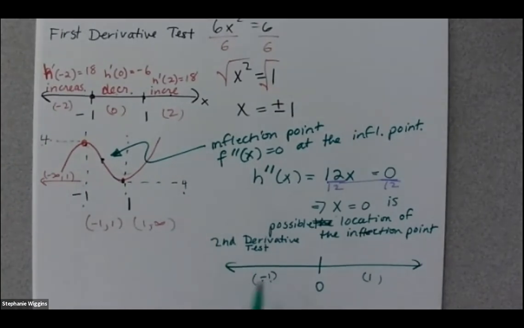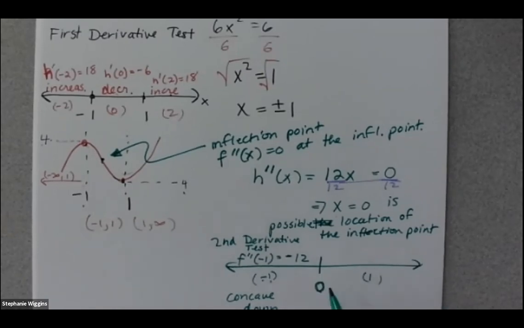So if I take -1 and plug it into my second derivative, right here, 12 times -1 is -12. It's negative, so that means it's concave down. And where is it concave down? To the left of 0. See, 0 is the inflection point. So to the left, it's concave down. So that's on the interval from -infinity to 0.